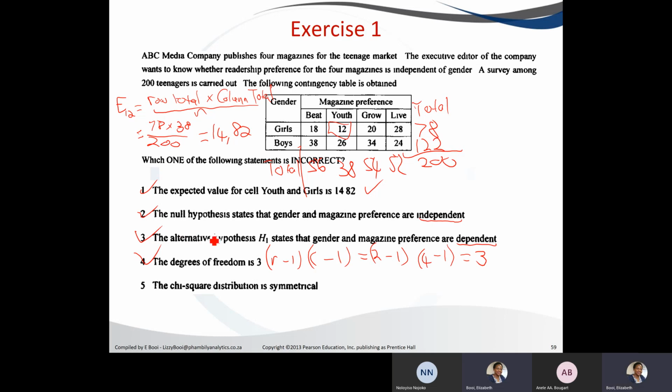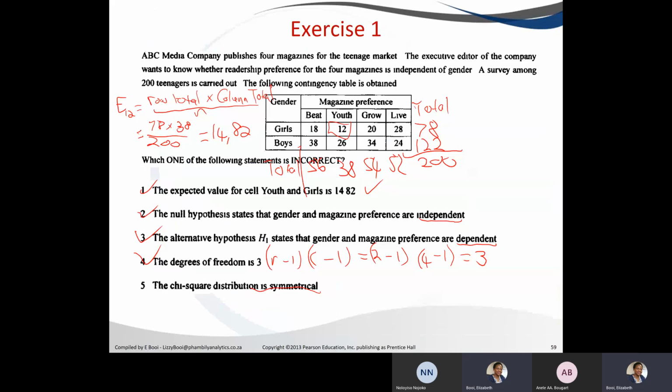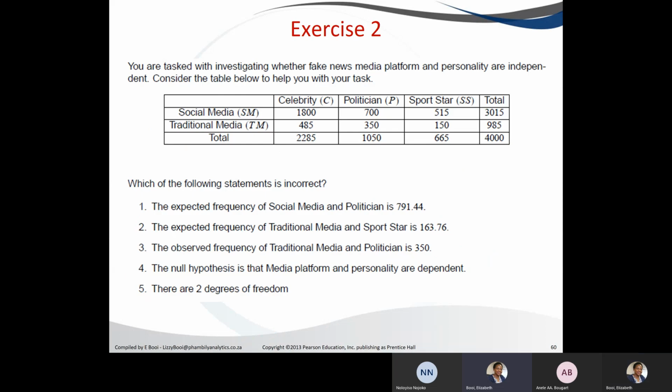Number 5, it says the chi-square distribution is symmetrical. And if I look at this, it is not symmetrical. And this is one of those where we say there's a non-symmetrical distribution. It's always going to be right skewed because the tail is always to the right. So this is the incorrect answer. And that's how you will answer the questions. The other exercise will also do this.